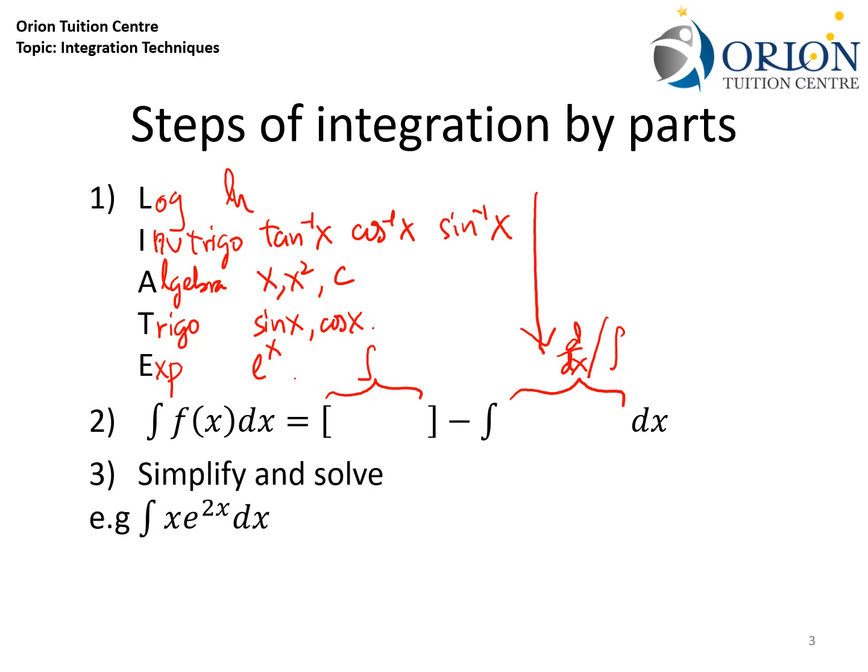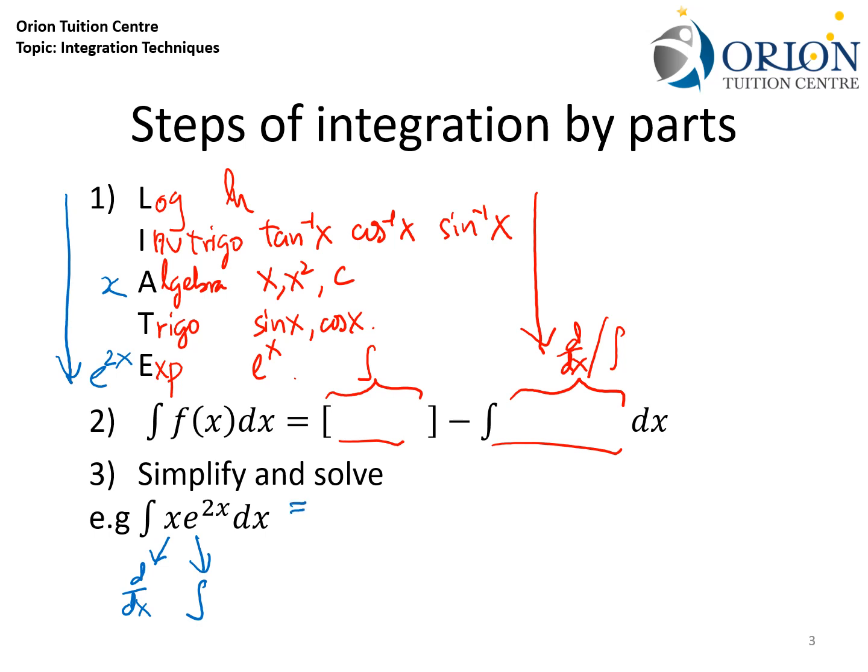And finally, once we have filled in the blanks in the second step, we can simplify the terms and solve it very easily. Now let's do a quick example using x e to the power of 2x. So if we apply the LIATE rule, x is an algebraic term over here, and e to the power of 2x is an exponential term. And therefore, using this LIATE rule where we move down the list, we can see that x is the term that we are going to differentiate, and e to the power of 2x is the term we want to integrate. And therefore, let's move on to the second step.